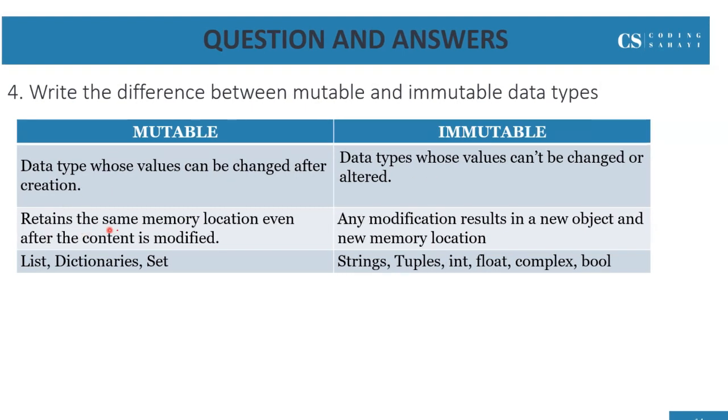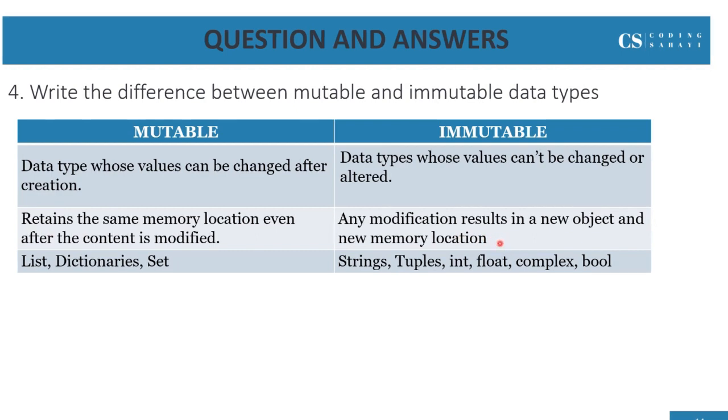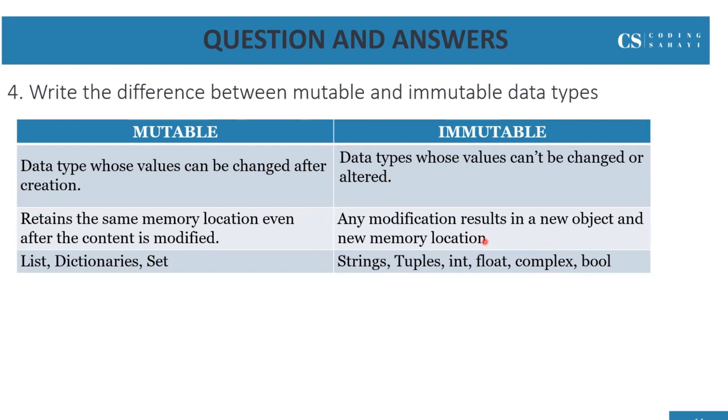Mutable types retain the same memory location even after the content is modified. If it is a list containing some 10 values and you change one value, even after that the memory location will be the same; it doesn't change. But with immutable types, any modification creates a new object, so it gets a new memory location. This is done implicitly: inside the memory, the object is automatically destroyed and a new object is created. So that is the immutable data type.